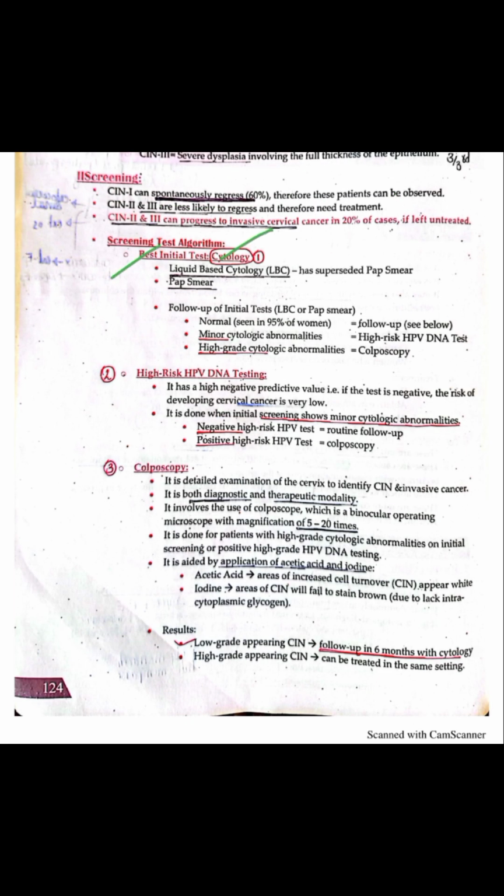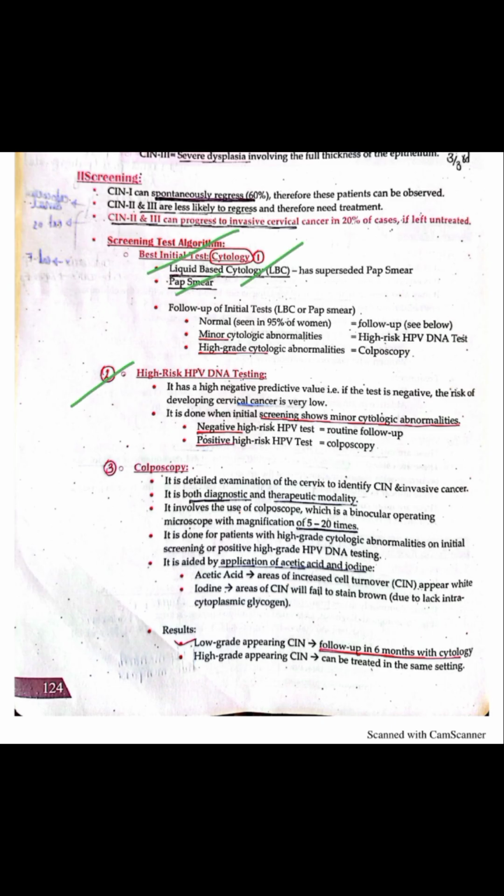So cervical cytology is the best initial screening test, and the cytology includes either the liquid-based cytology or the Pap smear. And cervical cytology may be normal in about 95% of the women, and they require only follow-up. And there may be minor cytological abnormalities found. If there are minor cytological abnormalities on the screening test, then we do the high-risk human papilloma virus DNA test. And if there are high-grade cytological abnormalities, then we do colposcopy. So the initial screening test is the cytology, which is either liquid-based or the Pap smear.